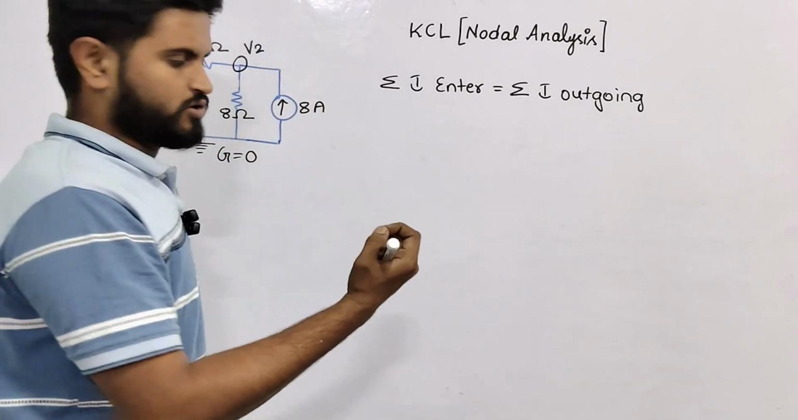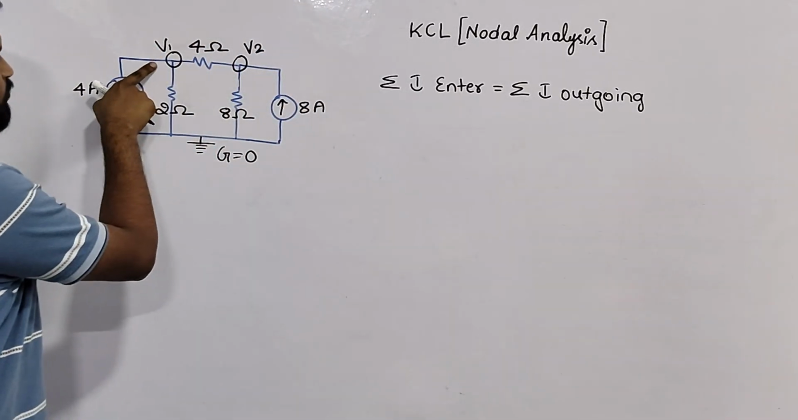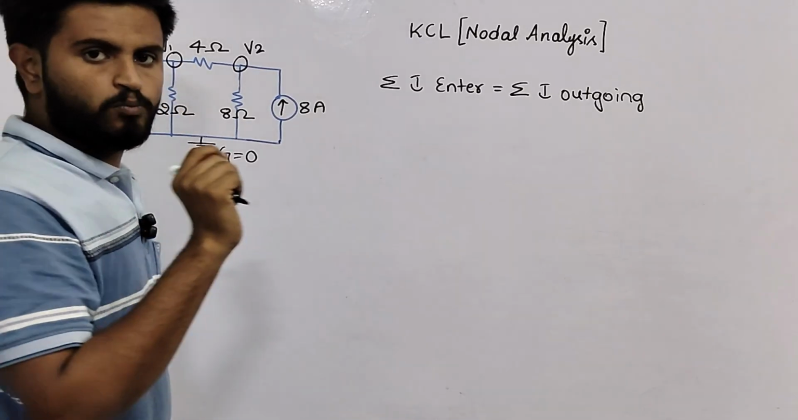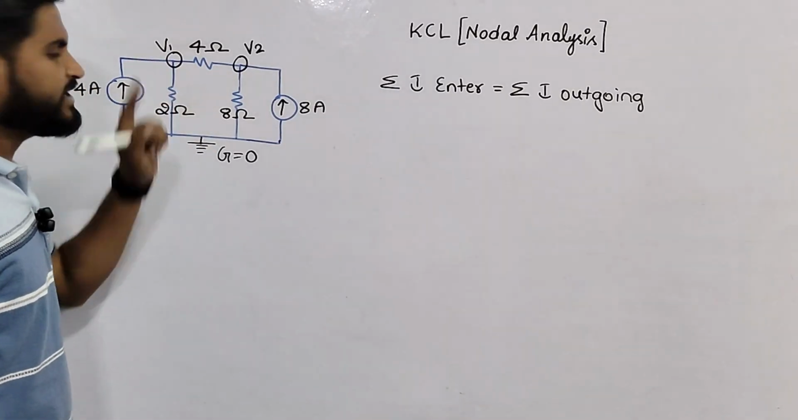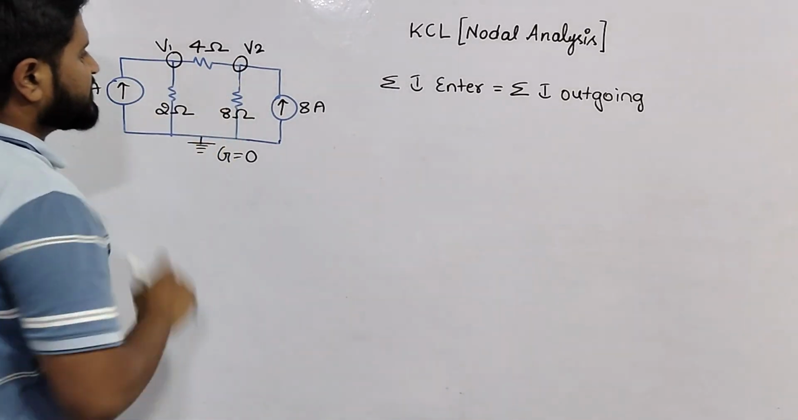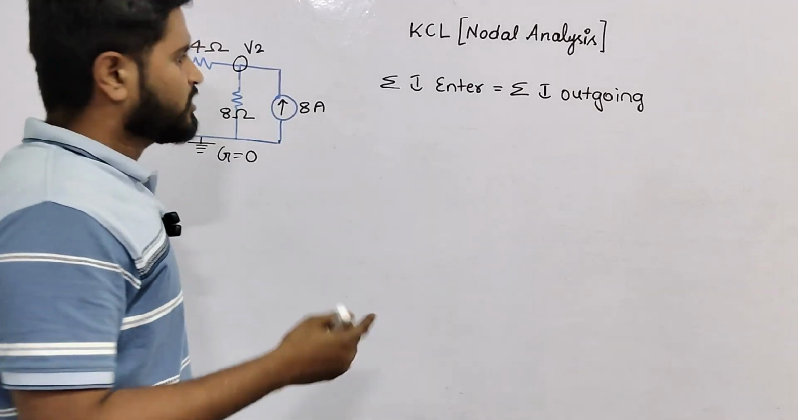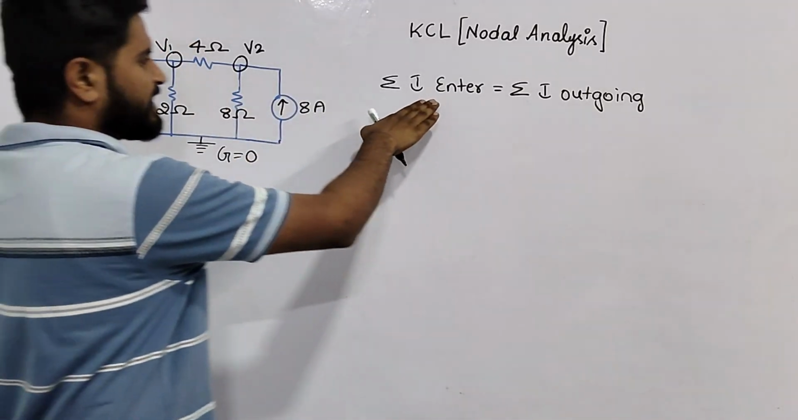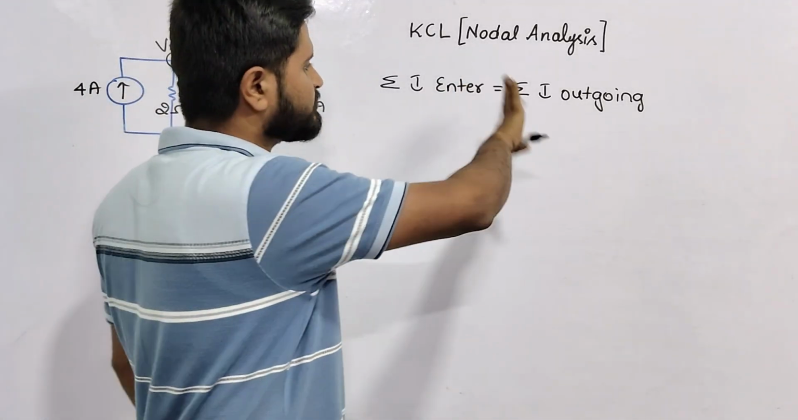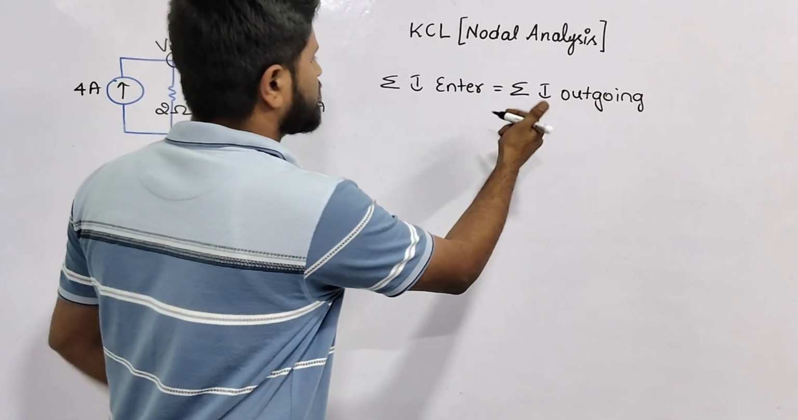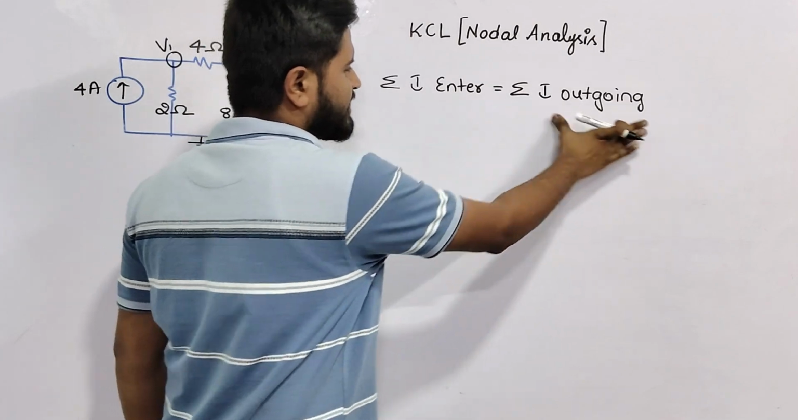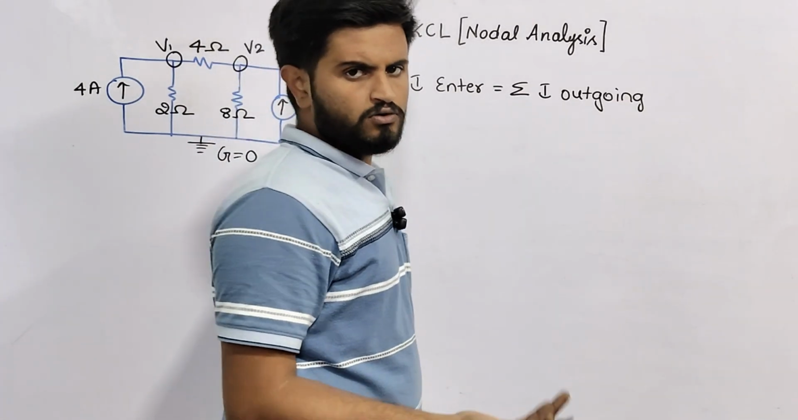So what is a node? Node means where more than two lines meet. Here 1, 2, 3, three lines are meeting, so you can call it a node. How much current is entering a node, that much current will go out from that node. So you can conclude that if you add both the entering and outgoing currents, it will be equal to 0.